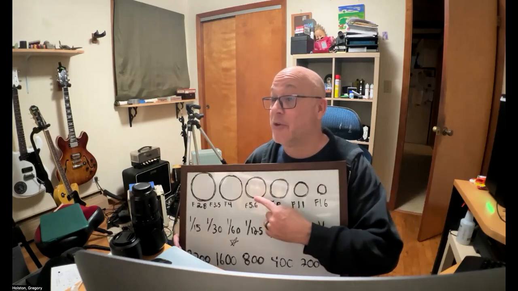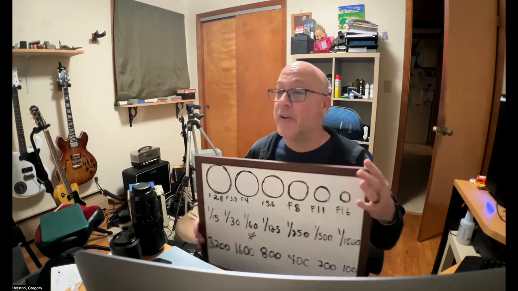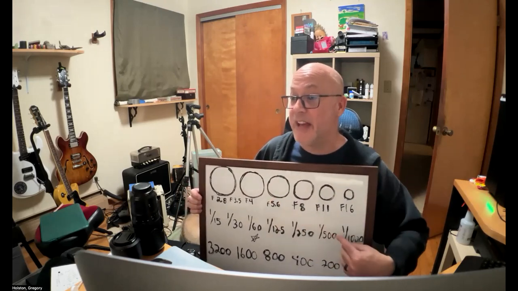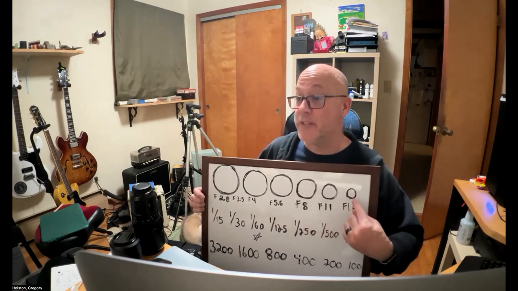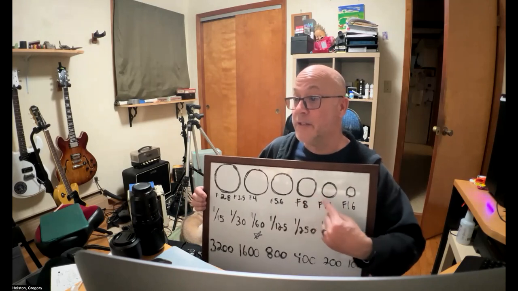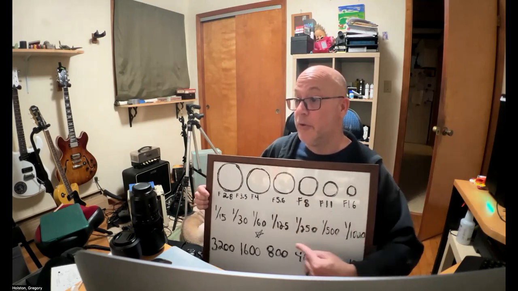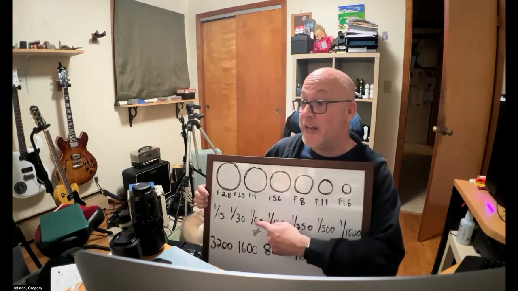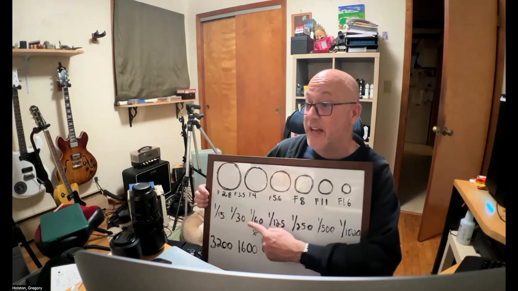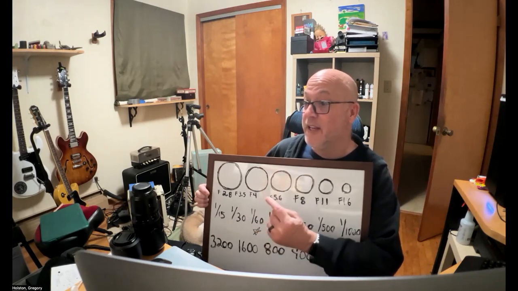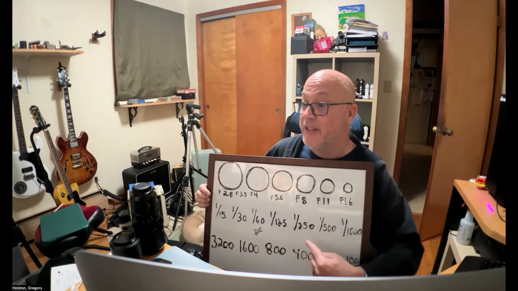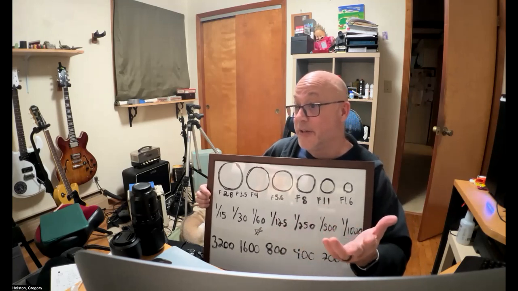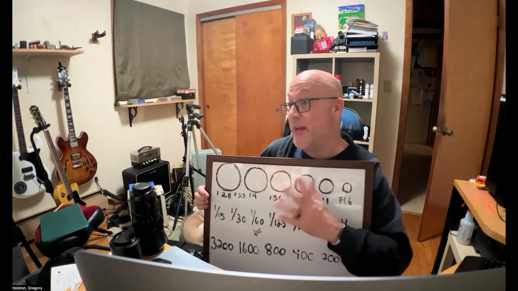Well, because of this. If I shoot one at f/5.6 at a thousandth, I don't even have to look at my light meter for my f/16 shot, because this is the rule: f/5.6 at a thousandth always equals f/16 at a 125th. One, two, three. It's going to be the same exposure every time. And you can do that anywhere on this scale. f/4 at a 60th equals f/5.6 at a 30th. f/8 at a 250th equals f/11 at a 125th. That's just numerical fact.